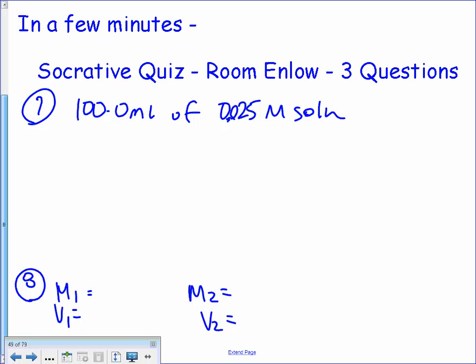There's 2 ways to do it. Given these 2 pieces of information, there's only one thing you can do with them, right? Solve for what?